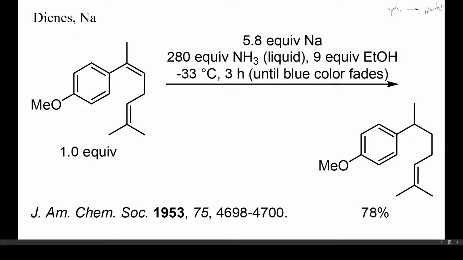This is an example of the selective reduction of a styrene, again under the conditions of the Birch reduction. Here, the conjugated non-aromatic double bond was reduced faster than the arene, but a larger excess of sodium would have converted the arene into a cyclohexadiene.